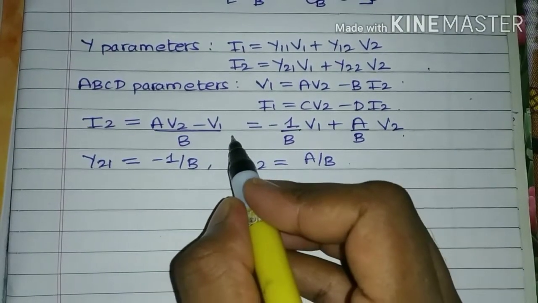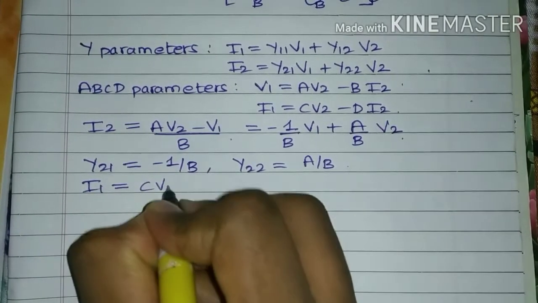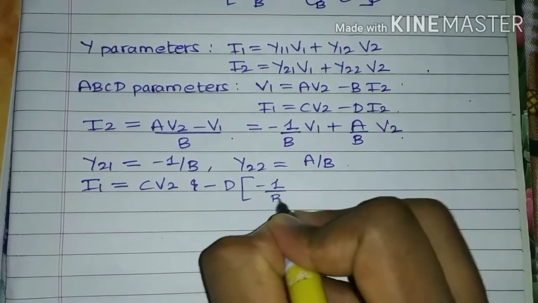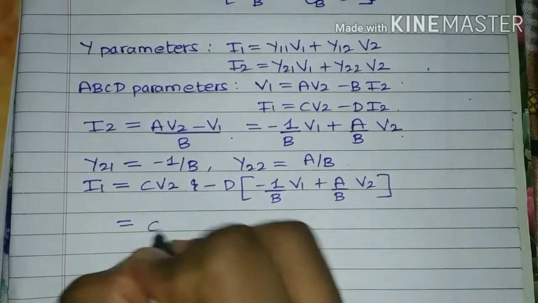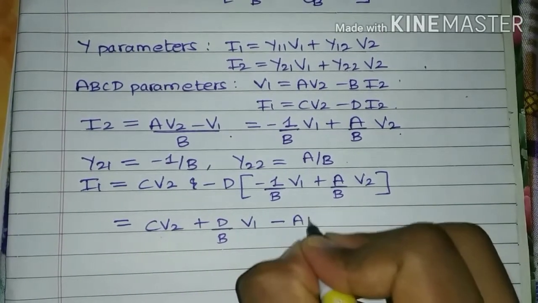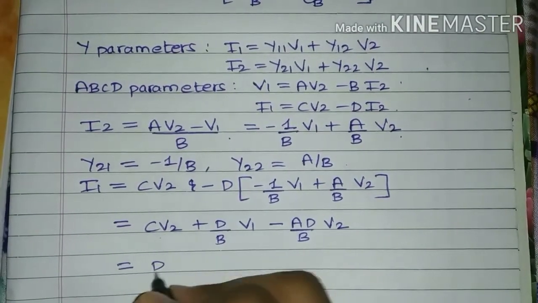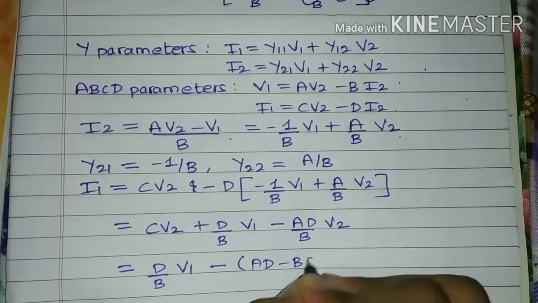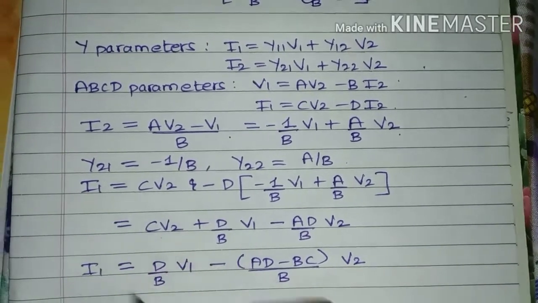Now let's put this equation of I2 in the equation of I1. So I1 will be equal to CV2 minus D into (minus 1 upon B V1 plus A upon B V2), which is equal to CV2 plus D upon B V1 minus AD upon B V2, which can be simplified to D upon B V1 minus (AD minus BC) divided by B into V2. Hence, this is the equation of I1.